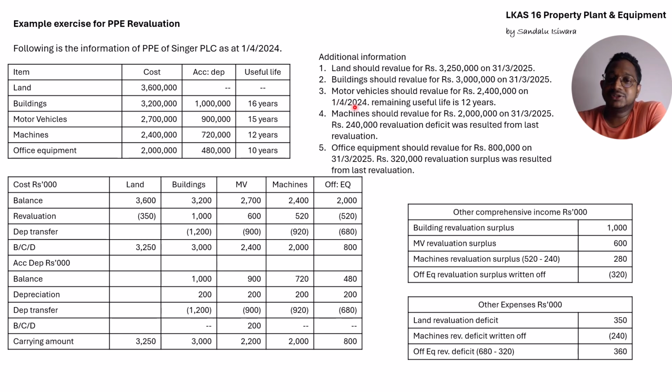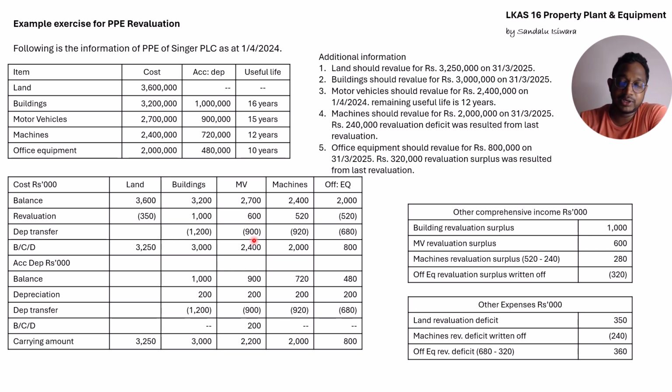Third one, the motor vehicles should be revalued at 2,400,000 on the opening day, and the remaining useful life is given. So these motor vehicles are revalued as at the opening date. In this case, you first do the revaluation and then do the depreciation based on the new values. Up to the revaluation day, the accumulated depreciation is only 900, and that 900 should be transferred from accumulated depreciation to the motor vehicle account. And 2700 minus 900, the carrying amount of the motor vehicles at the revaluation date is 1800.